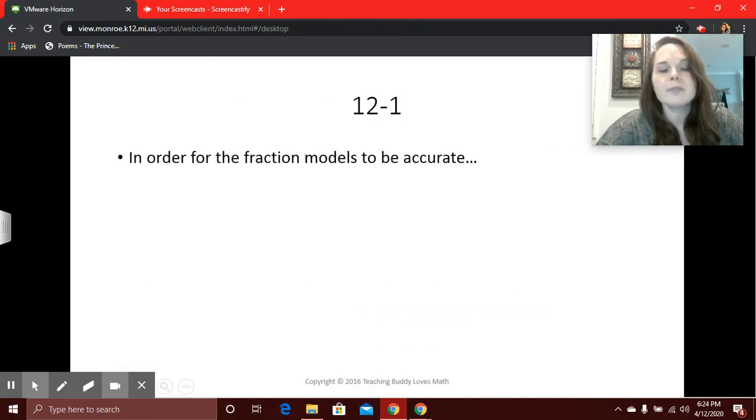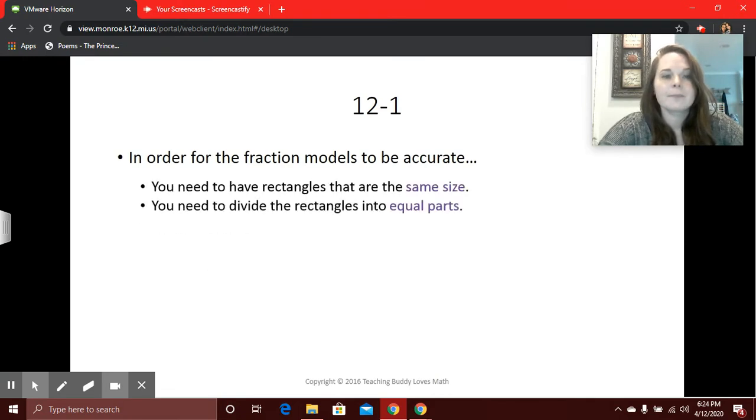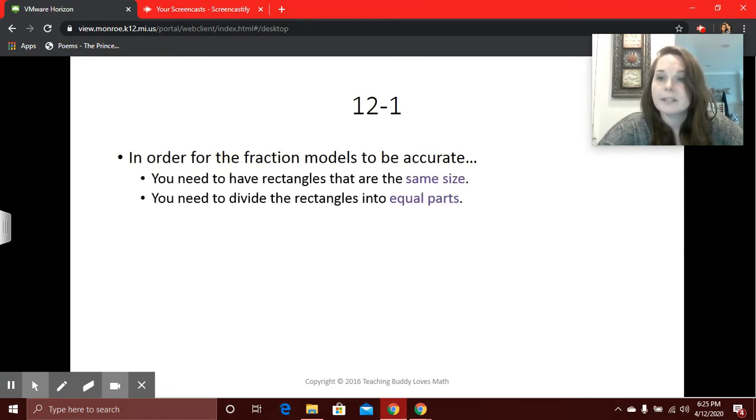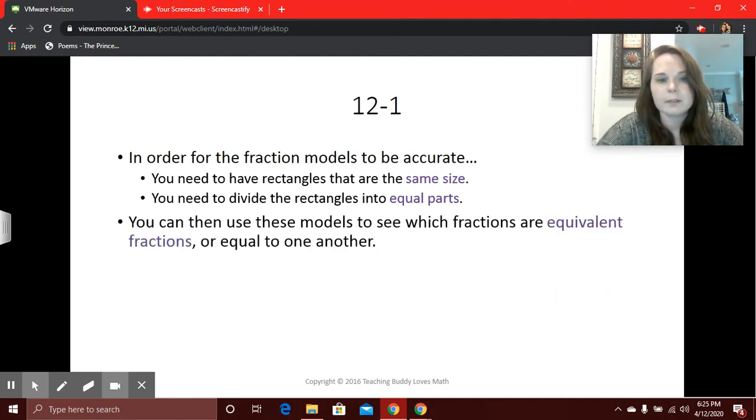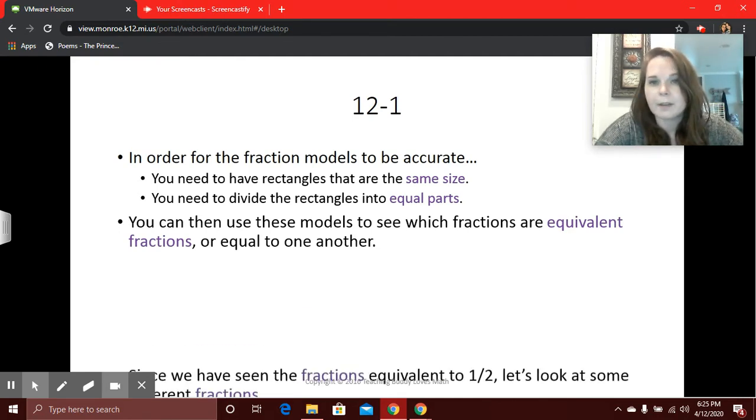So in order for a fraction model to be accurate, you need to have rectangles that are the same size. So my models need to be the same size. It doesn't always have to be rectangles. It could be a square. It could be a circle. And you need to divide those shapes into equal parts. You can then use these models to see which fractions are equivalent fractions or equal to one another.